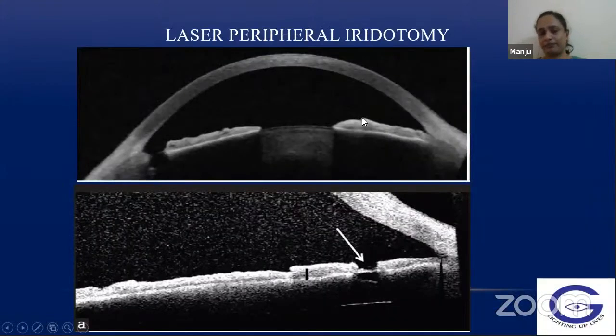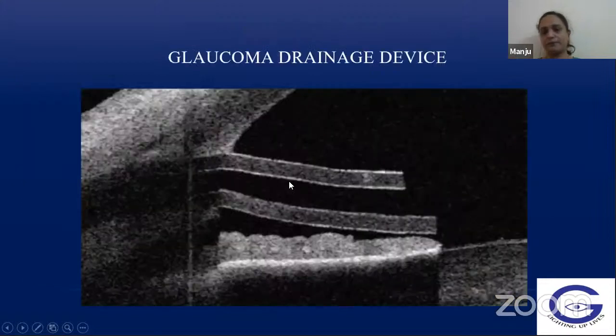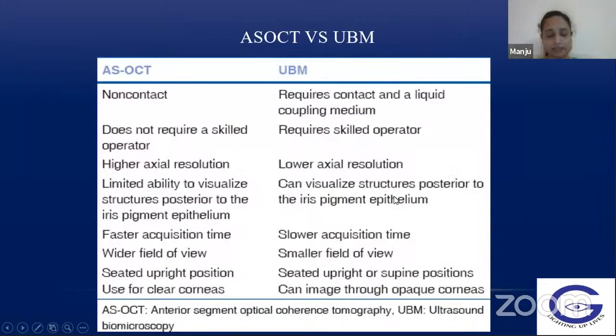Check the patency of the laser peripheral iridotomy. Here in the second image, even though the transillumination was positive, PI was partially obstructed with a narrow band of iris tissue. You can assess the morphology of the filtering bleb, check the patency of glaucoma drainage device.